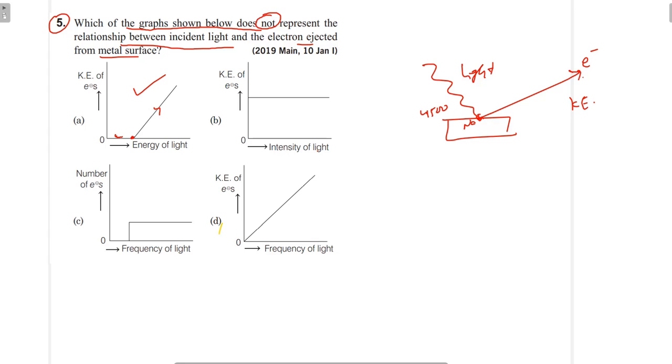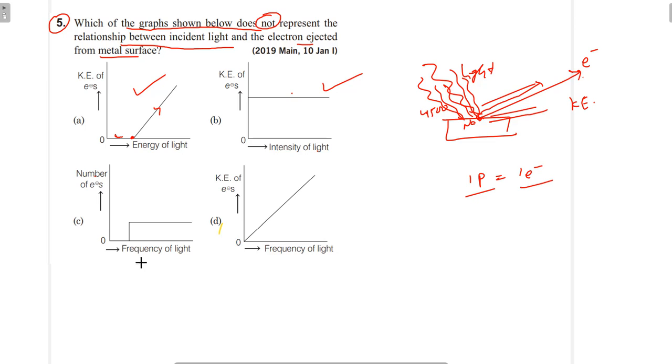Next, intensity of light and kinetic energy. Intensity means what? A larger number of photons. In that case, what will happen? The number of electrons ejected will increase. One photon equals one electron, it will eject. There is no difference in kinetic energy. Kinetic energy has no change. So this graph is also correct.